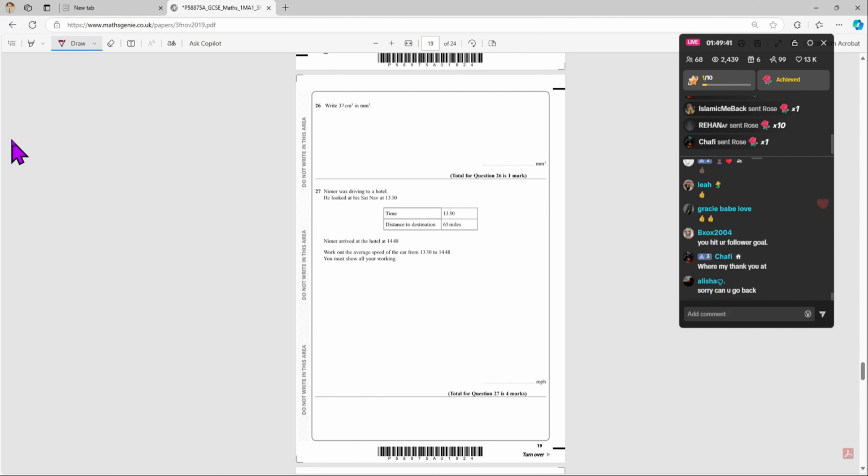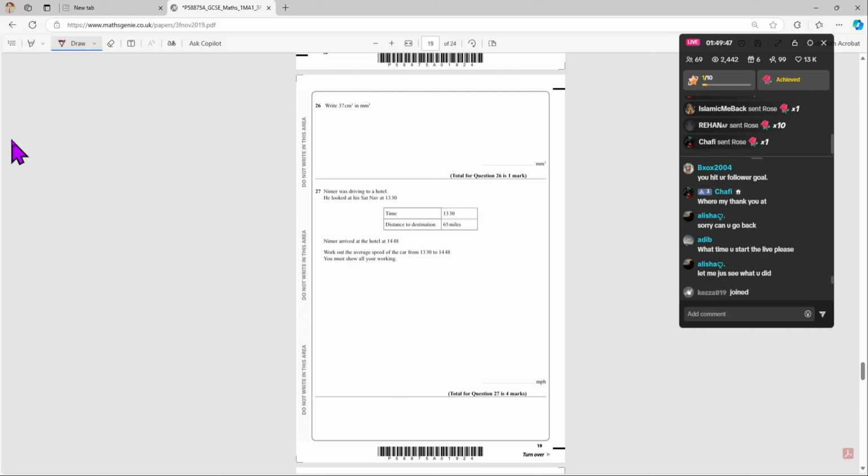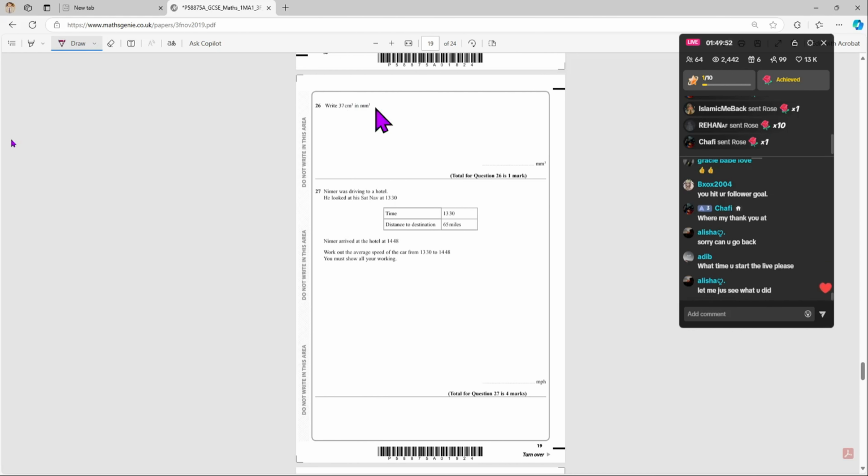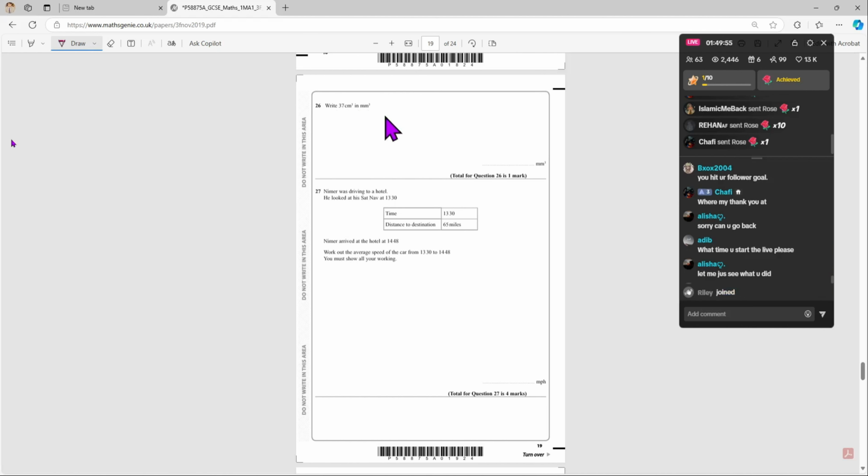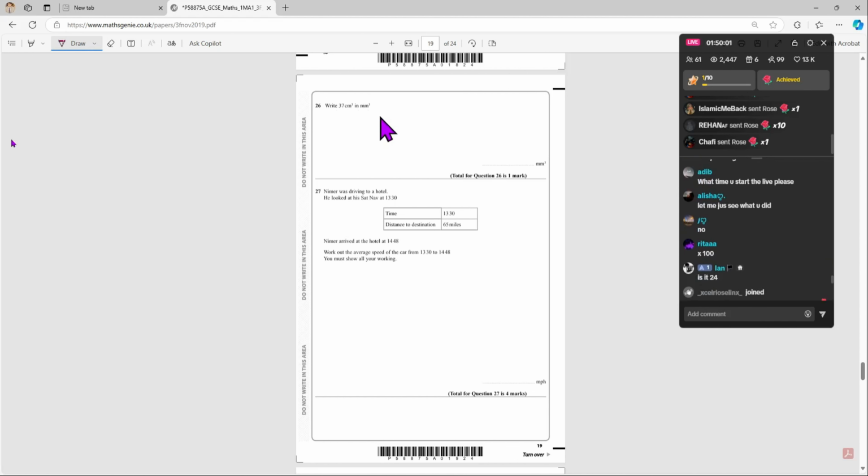Write 37 centimetres cubed in millimetres cubed. So just in the chat, do you know how to do this? Question number 26. Do you know how to do it? No, this one is not times by 100 because we have a cubed sign in it. Yes, it's times by 1,000, guys.